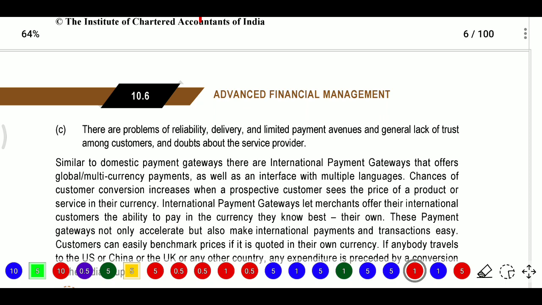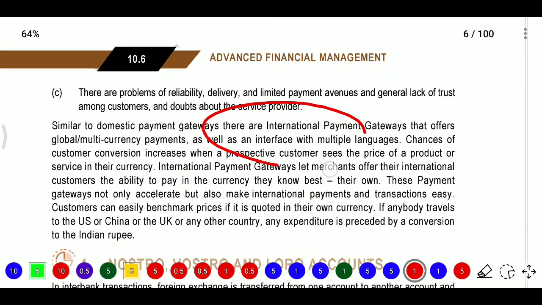Next, similar to the domestic payment gateways, there are international payment gateways that offer global or multi-currency payment as well as interfaces in multiple languages. So these payment gateways allow multiple languages, and the chances of customer conversion increase when prospective customers see the price of the product or service in their currency. If you change one country, you will get the updated language of that country.